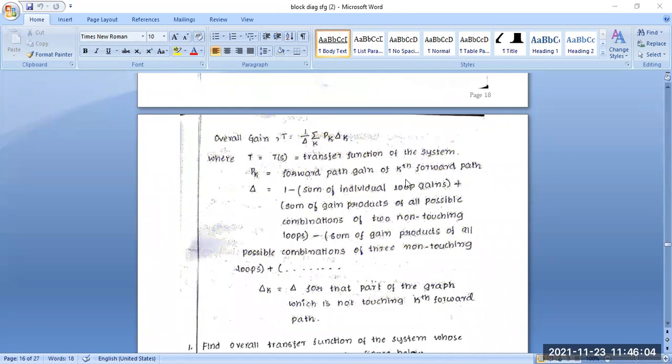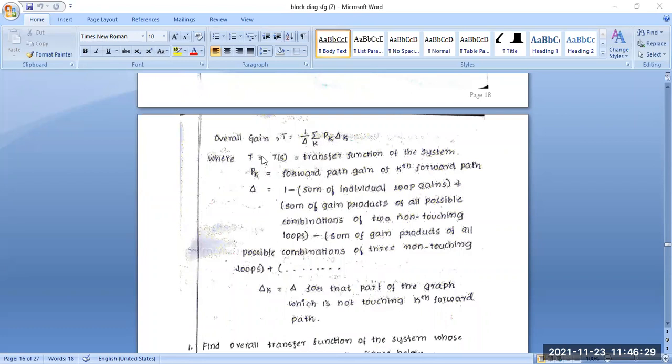Kth means that in any problem there are different types of paths available, that is 2 paths, 3 paths, 5 paths. So when the number of paths is more than one, in that case we have to calculate the forward path gain of the kth forward path. This is represented by Pk.